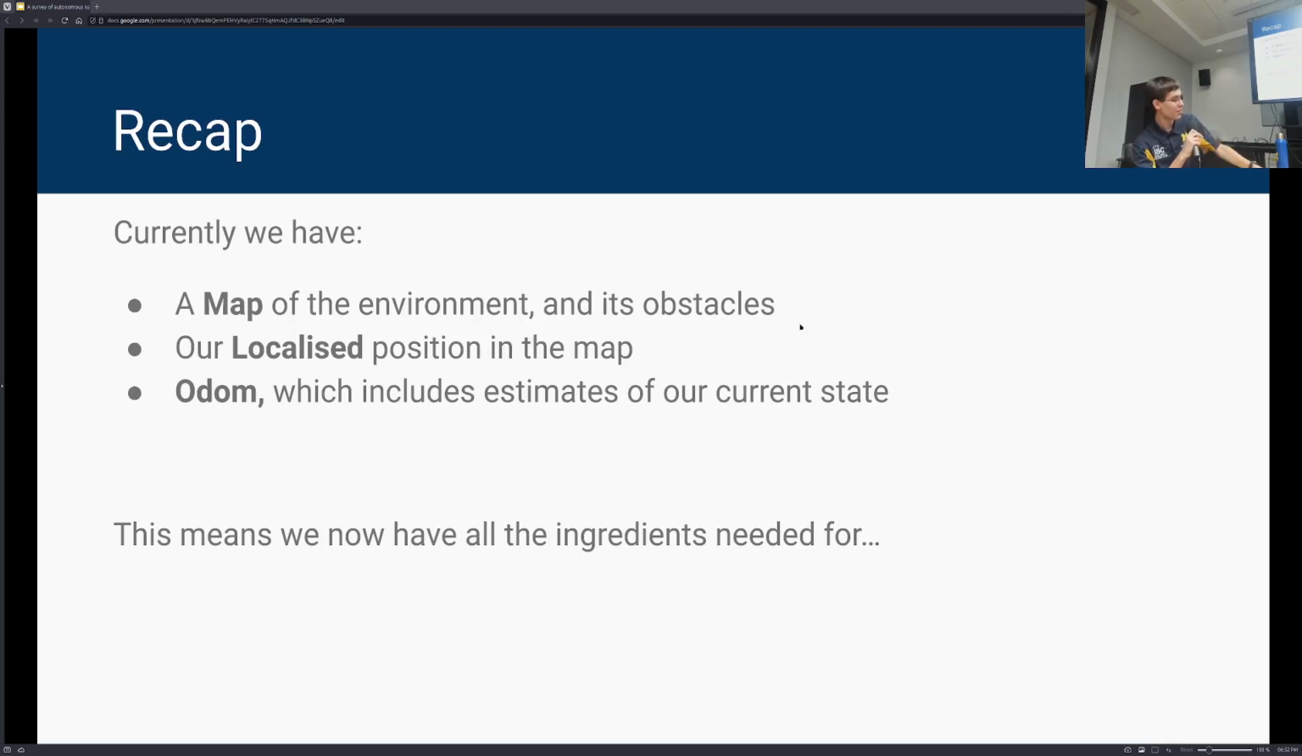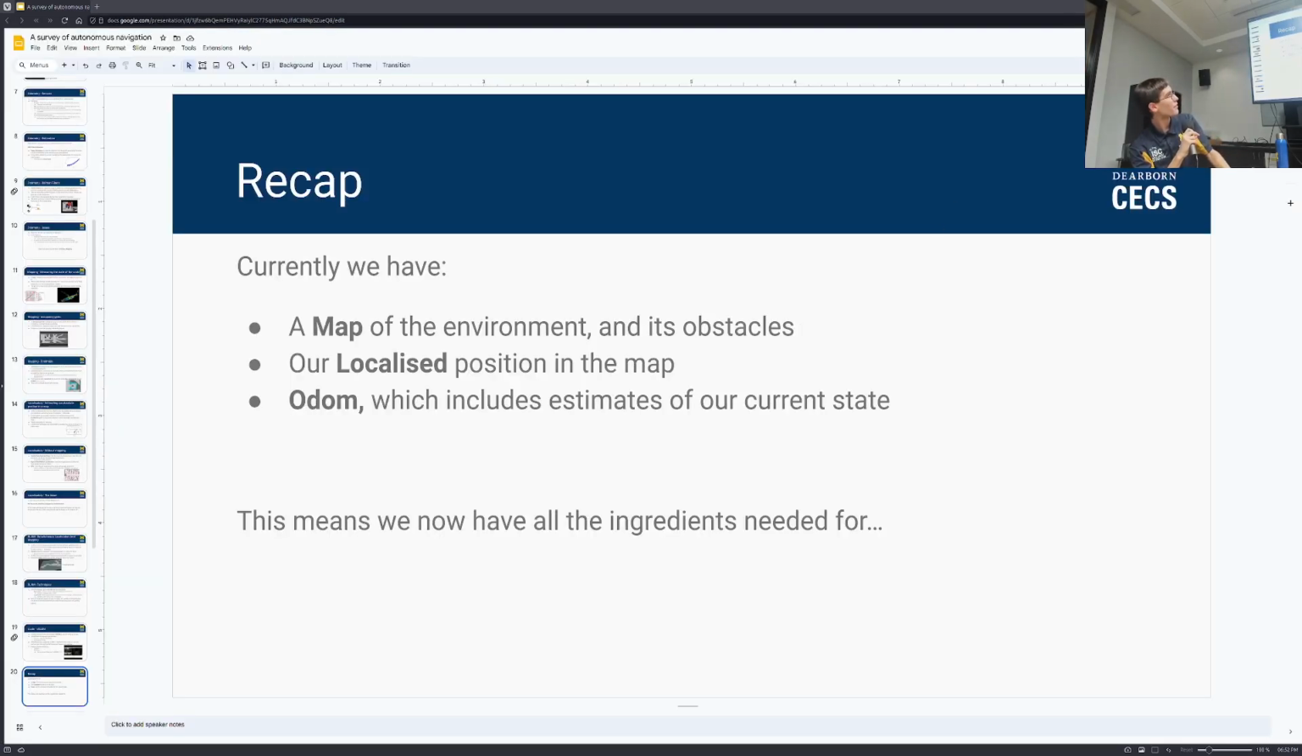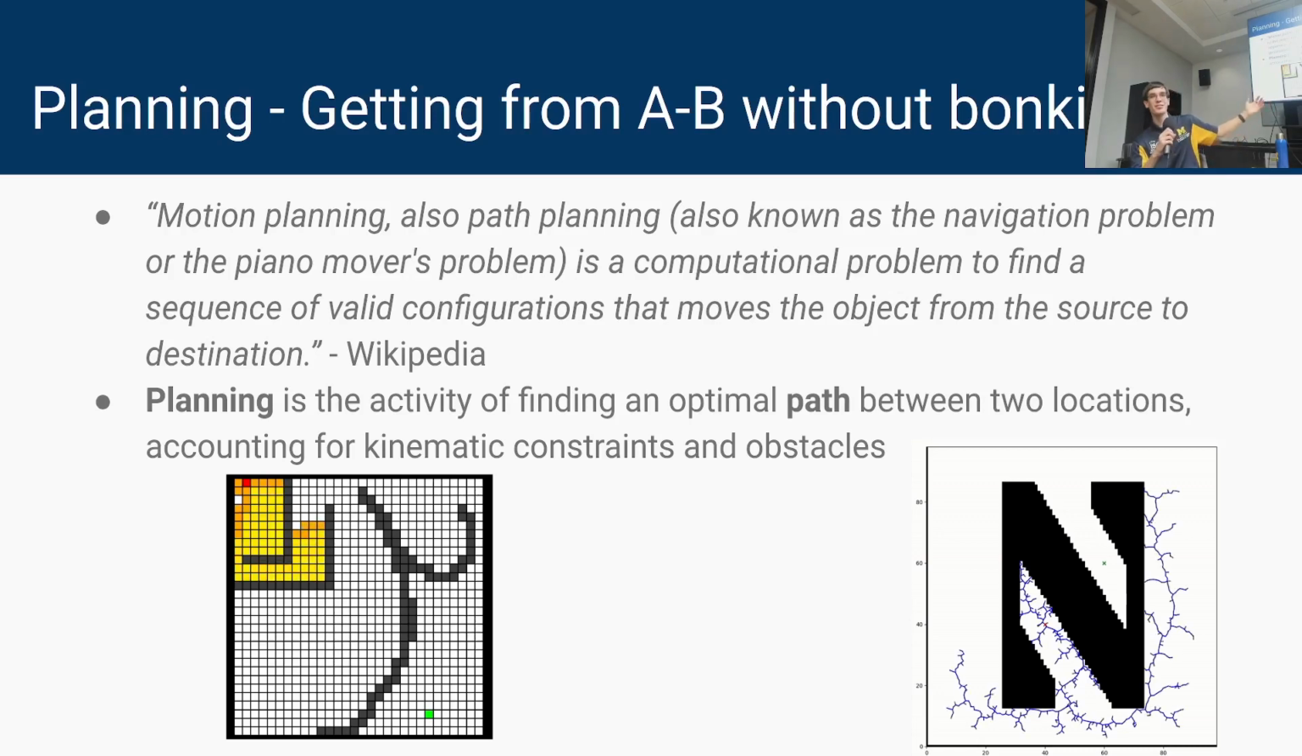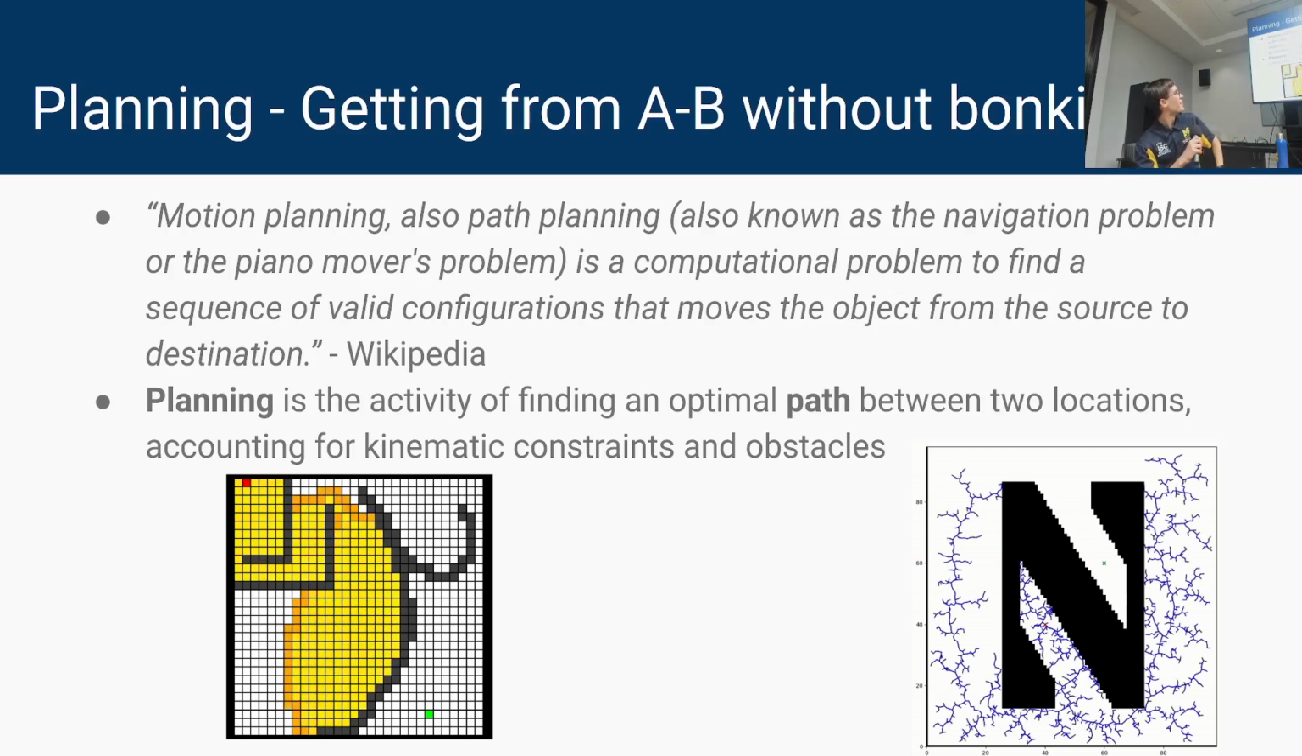So basically, what we have up to this point, we have a map of the world around us. We have our position in that map through localization, and we have odom, which includes an estimate of our state. Obviously, this is used in localization, but we also know our velocities and stuff. Essentially, we know where we are and we're in a map, which means we can figure out how to get to the point we're trying to get to. We're almost there now. So basically, those are the ingredients I mentioned.